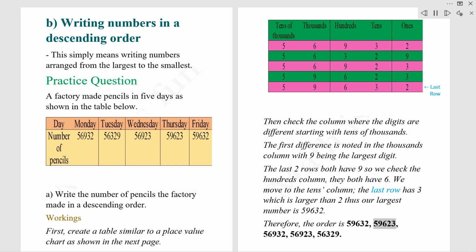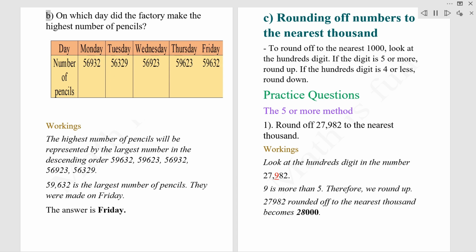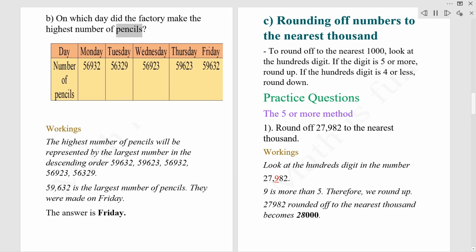59,632, 59,623, 56,932, 56,923, 56,329. B. On which day did the factory make the highest number of pencils?